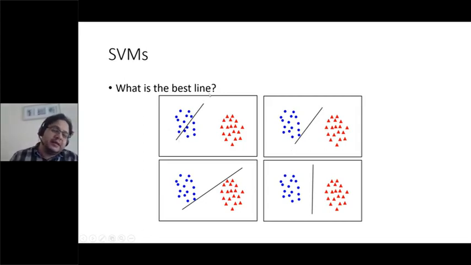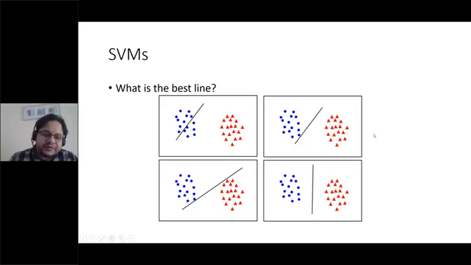Here it's really a bad line. It's classifying these triangles well, but not these circles. Here it's classifying them well, but again, you can see that the distance here is very small. So the confidence margin, if I can call it that way, is small. Here we can see that the distance is very large between the two. And this is a good intuition to start with when building this kind of model.